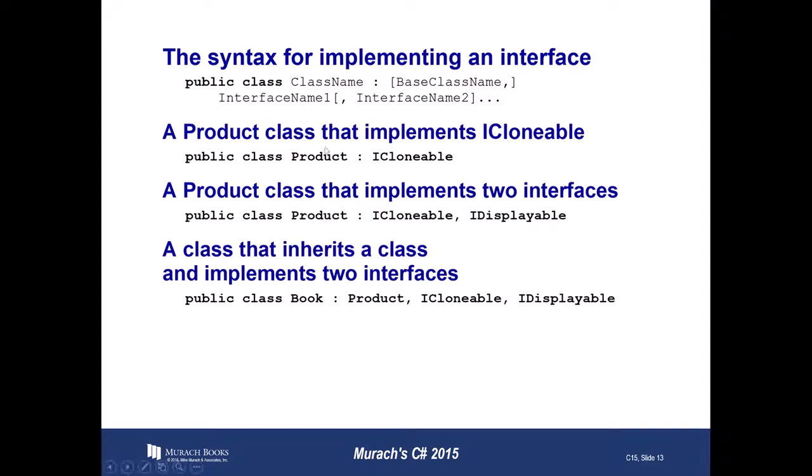The syntax for implementing an interface is much like the syntax for inheriting from a class. You use the colon. And then if you're inheriting from multiple interfaces, you simply use a comma. So for example, Product, we want it to implement IClonable and IDisplayable. We just simply separate it with a comma. And then here's a class Book that inherits from Product but also implements IClonable and IDisplayable. So we just simply separate them by commas.